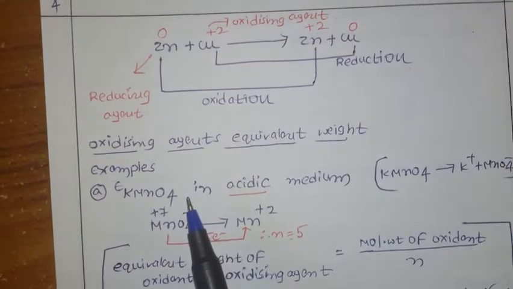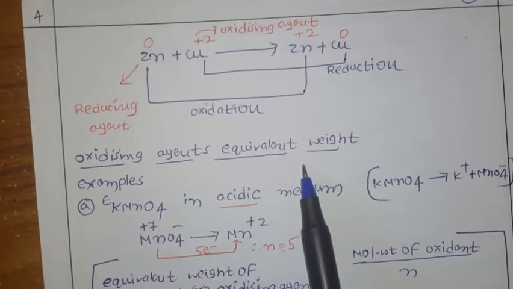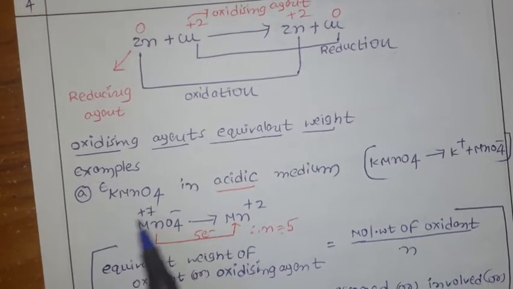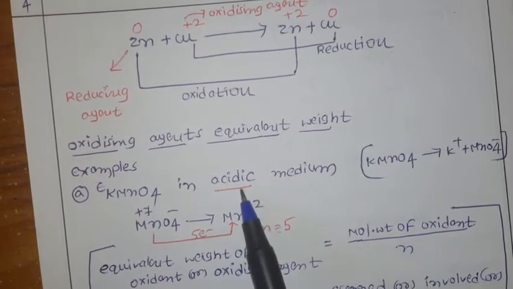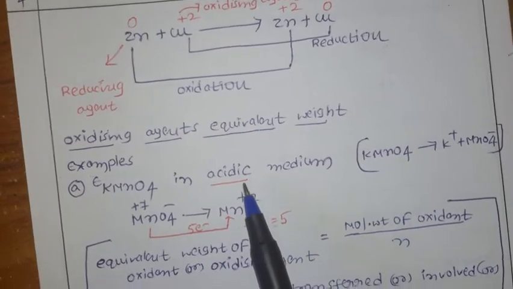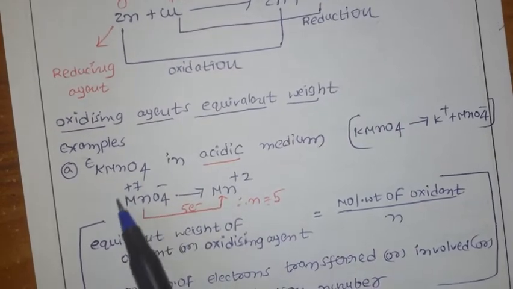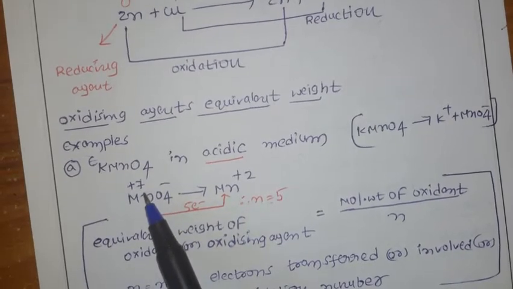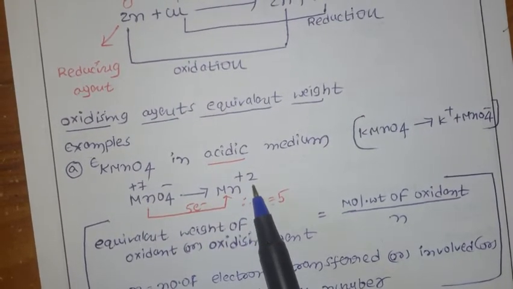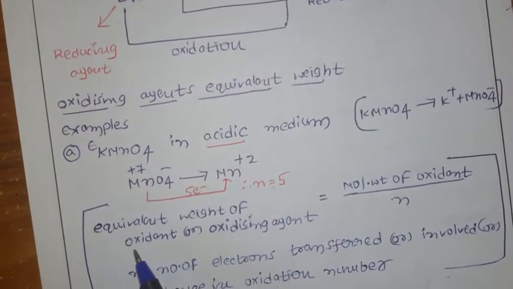We already came across what an oxidizing agent and reducing agent are. Now let us discuss oxidizing agent equivalent weight. For example, KMnO4 in acidic medium. Medium is important; it means the reaction is taking place in the presence of acid. In this, MnO4 minus is converted into Mn+2. If you calculate the oxidation number of manganese in MnO4 minus, you get +7. Here we have a monoatomic ion, so the oxidation state is +2.